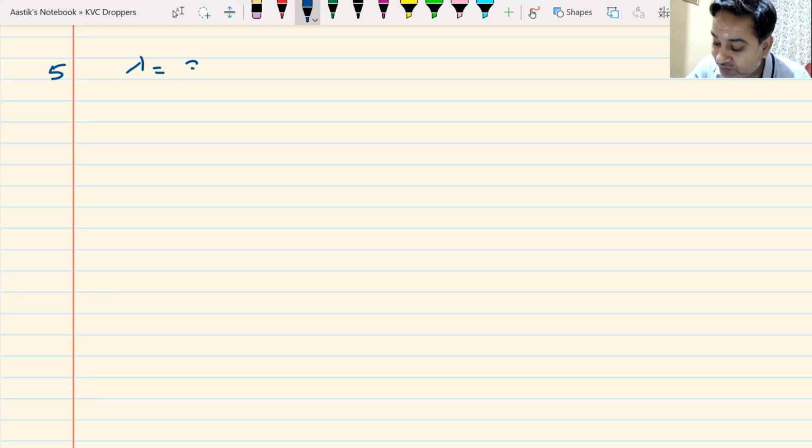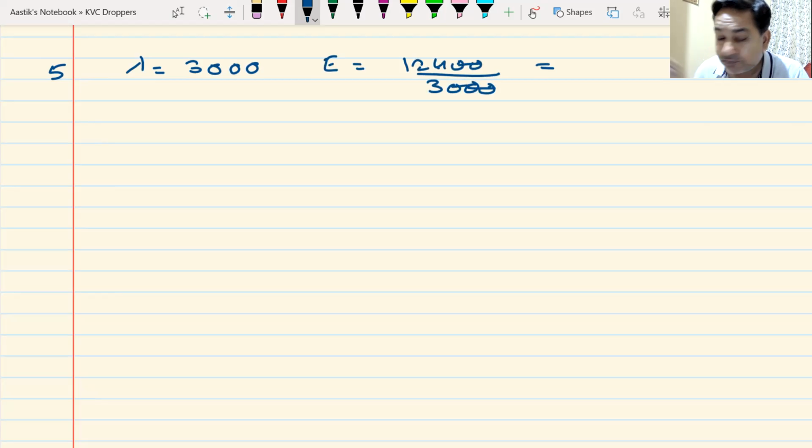So first, lambda is given as 3000 Armstrong unit. Yes or no? I will not write the unit because I will waste more time in writing it. Lambda is 3000. From here I can find the energy: 12,400 by 3,000. And now I can't waste any time in calculation. So tell me what is the answer? 3.1 something. Yes, 4.1, not 3.1. Yes, good.